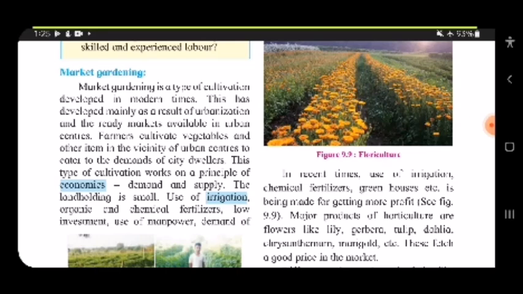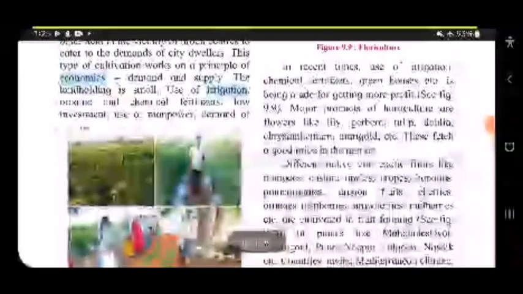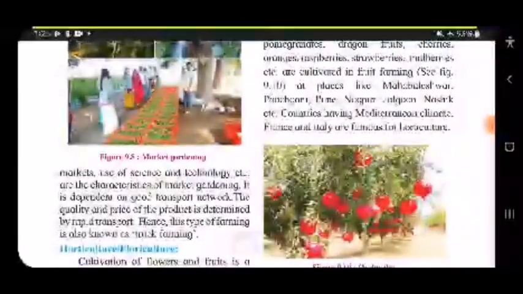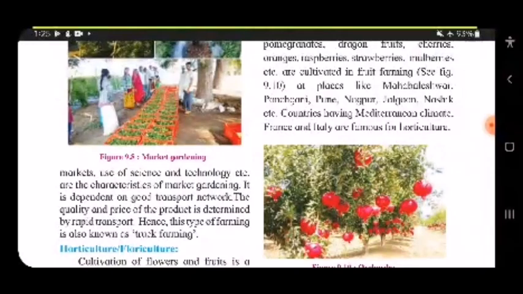This type of cultivation works on a principle of economics, demand and supply. The land holding is small. Use of irrigation, organic and chemical fertilizers, low investment, use of manpower, demand of markets, use of science, technology, etc. So, market gardening is a small scale production where you cannot use bigger machines or lots of fertilizers, because this is a small production.